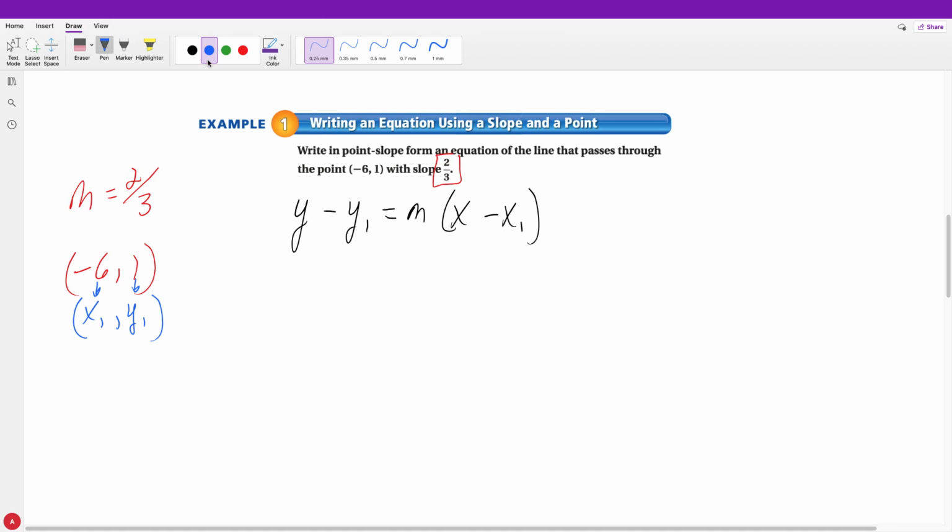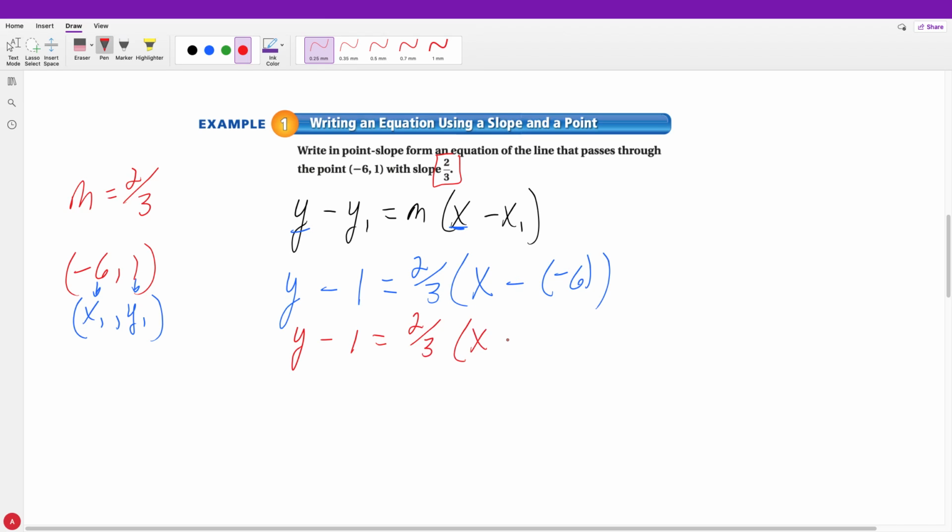Now I'm going to substitute what we have. We don't substitute anything in for the x and y that do not have a subscript. So y minus, well, the y of the point is 1. So y minus 1 is equal to our slope, 2/3, times x, because it's not the subscript, we never substitute in for that one, minus x sub 1, which is negative 6. The problem with this is you will have to simplify. So y minus 1 is equal to 2/3 times x, and minus a negative turns to plus, so x plus 6. Now, in your book, for now, they just have you leave it like this, but I want you to rewrite this in slope-intercept form, so you are going to have to simplify.